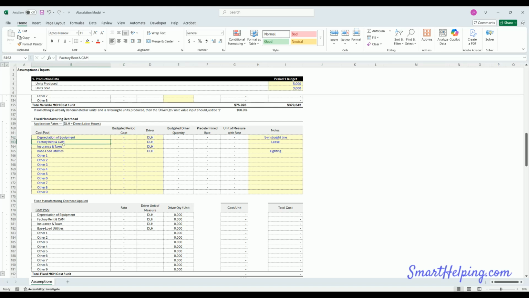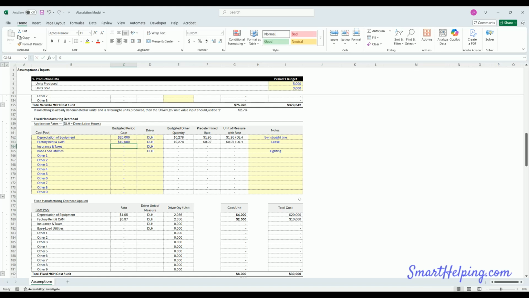The factory rent, common area maintenance, insurance and taxes, let's say base load utilities like keeping the lights on. So what we want to say is in the given period here, whatever period we're measuring, we could say our depreciation is, let's say, $20,000. Factory rent, again, this is very important, this is whatever period we're measuring units produced in. It could be a month, a year, a quarter, whatever, it doesn't matter, it just has to be consistent. So let's just say it's a month, so we're spending $20,000 in depreciation. Factory rent, maybe 5,000 or maybe 10,000.